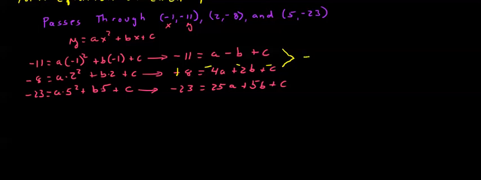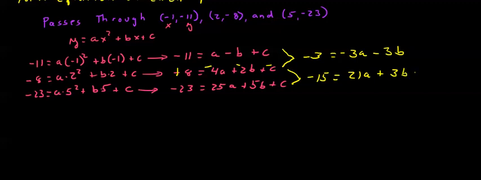So I get negative 3 equals negative 3a minus 3b, and the c's cancel. Here, I get negative 15 equals 21a plus 3b, and the c's cancel. They always will. Now we solve this system.